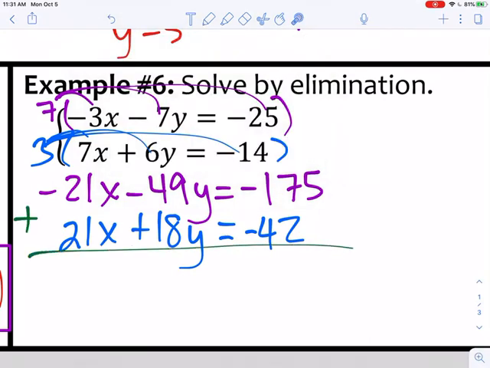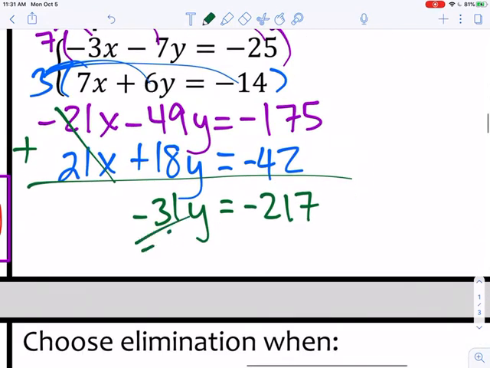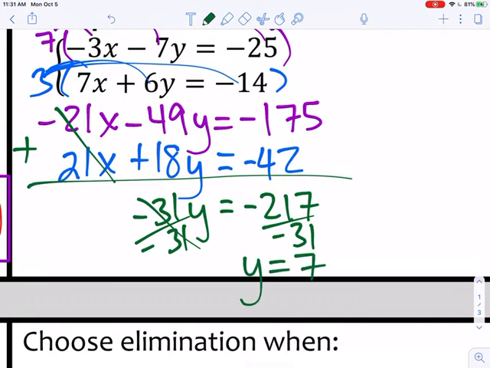So now I have some equations I can work with. I can add these up because I've got the same number, opposite signs. And those 21x's are going to cancel. So now I'm going to have 18 and negative 49. And that's going to give me a negative 31y is equal to negative 217. Remember, when I'm going negative 175 plus negative 42, throw all that in your calculator. So negative 31 we're going to divide by, and y is going to be equal to a positive 7.